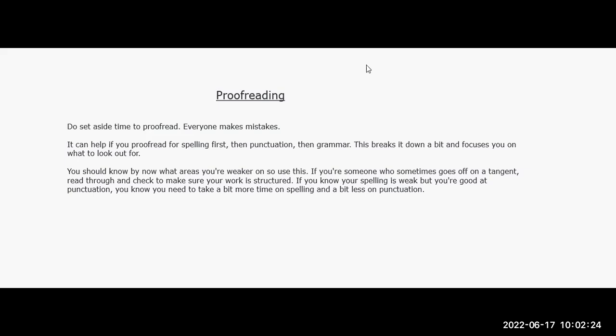Okay. So if you tend to go off on tangents, it might be an idea to just give it a read through even before you start looking for punctuation, spelling, or grammar. And just make sure what you've written flows. Make sure it goes clearly from one point to the next. Okay. If you know your spelling's weak, but you're good at punctuation, then focus on that.